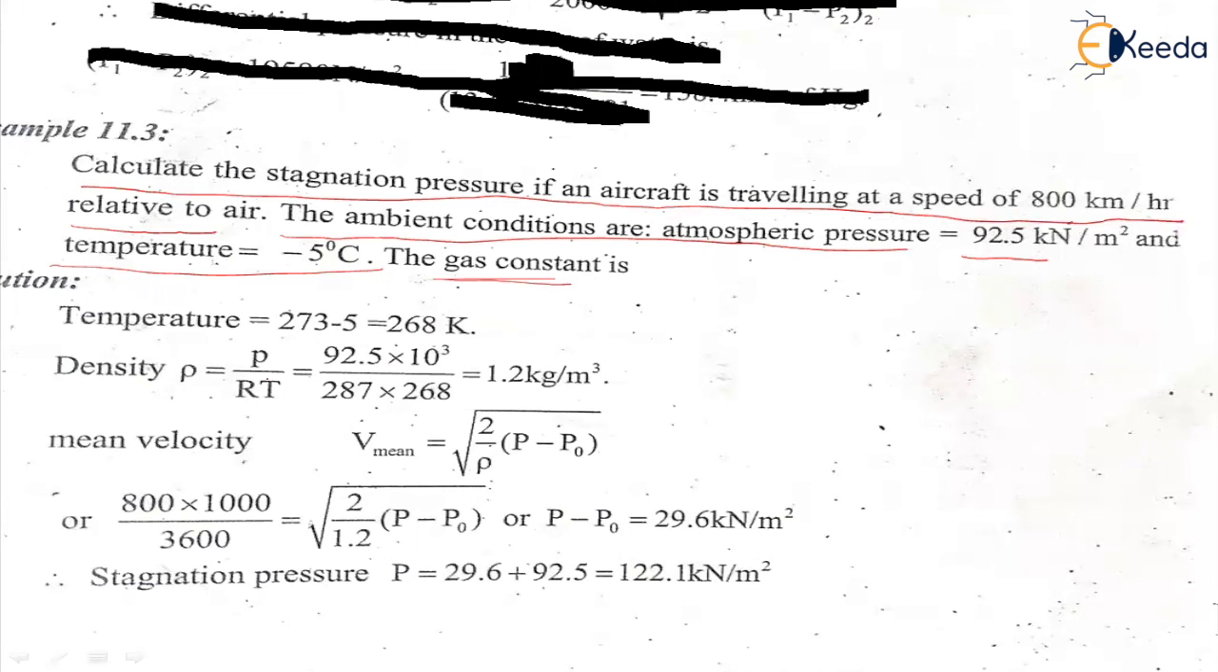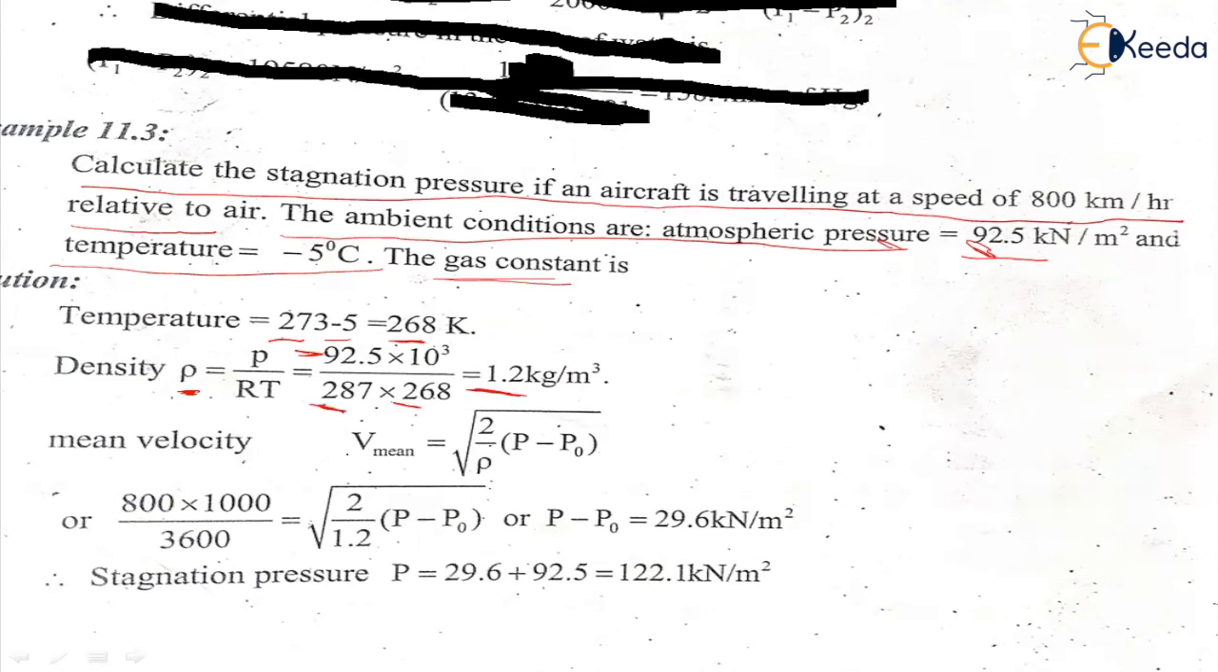See, he has given that the temperature is -5. So first convert it into kelvin: 273 minus 5, you get 268. He has also given the value of the gas constant, but what we have to find out first is the density, which is not given. So the density is equal to P by RT. The pressure is already given, the gas constant is 287, and with the temperature you get the density.